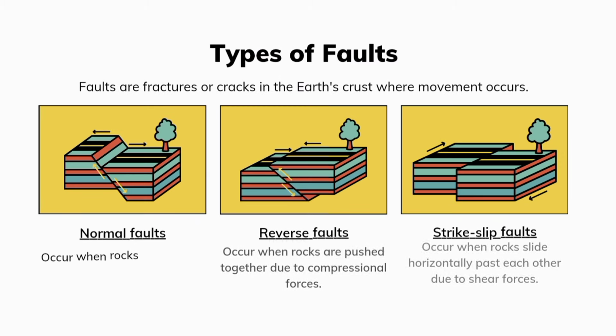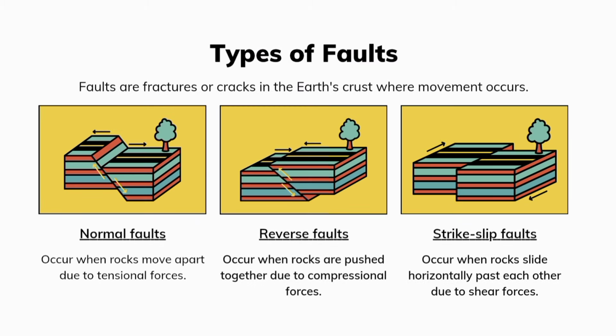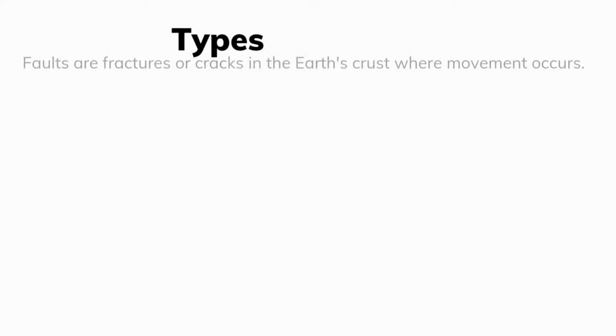The Earth's crust is made up of large plates that move. Sometimes, these plates move apart, collide, or slide past each other, causing cracks or fractures in the Earth's surface. These cracks are called faults. There are three main types of faults.